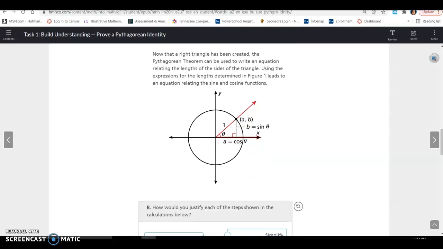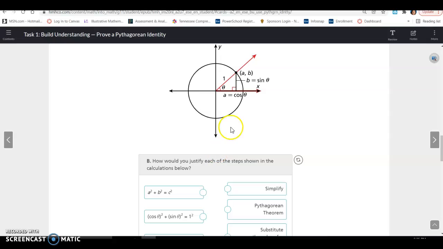Now that the right triangle has been created, the Pythagorean theorem can be used to write an equation relating the lengths of the sides of the triangle using expressions for the lengths determined in Figure 1. This leads to an equation relating the sine and cosine functions. Looking at the image, we've got A, B, and C if we're talking about the Pythagorean theorem. So we would have A squared plus B squared equals C squared. That is the Pythagorean theorem.